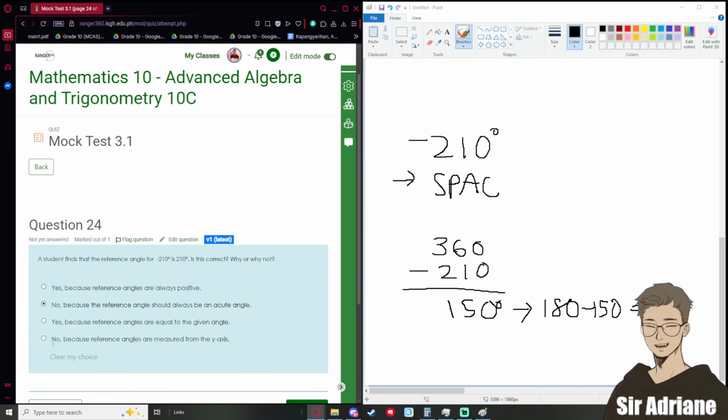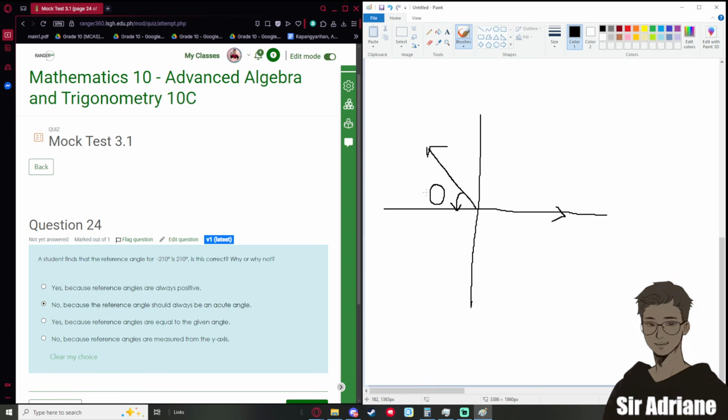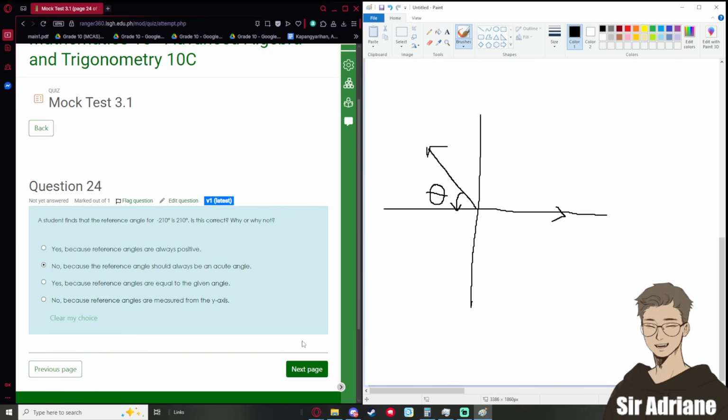Okay? So what about this option? This option is incorrect because reference angles are measured from the x-axis, not from the y-axis. If we recall the definition of a reference angle, it's the angle formed by the terminal side of an angle with the x-axis. So say this one, this is the reference angle. So it's always formed by the terminal side and the x-axis.